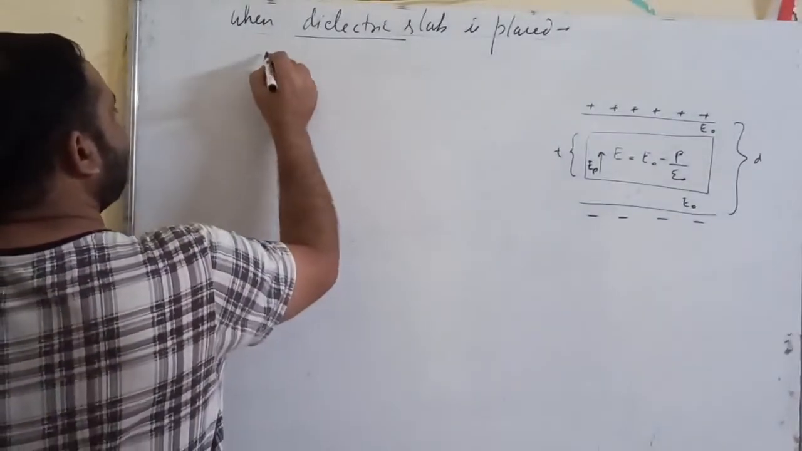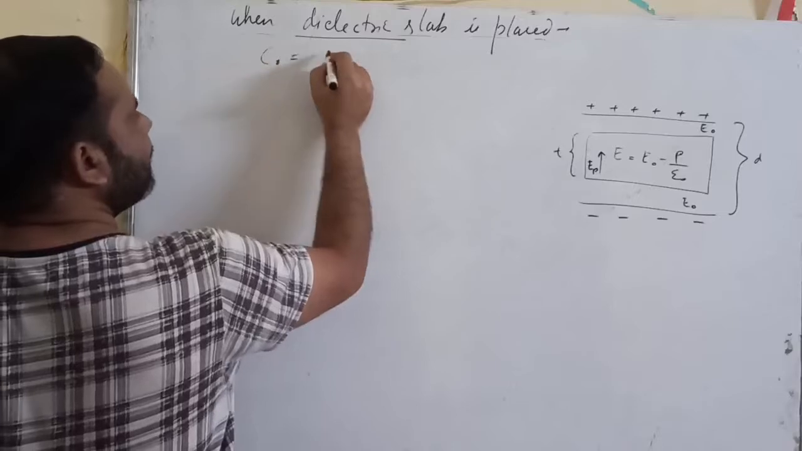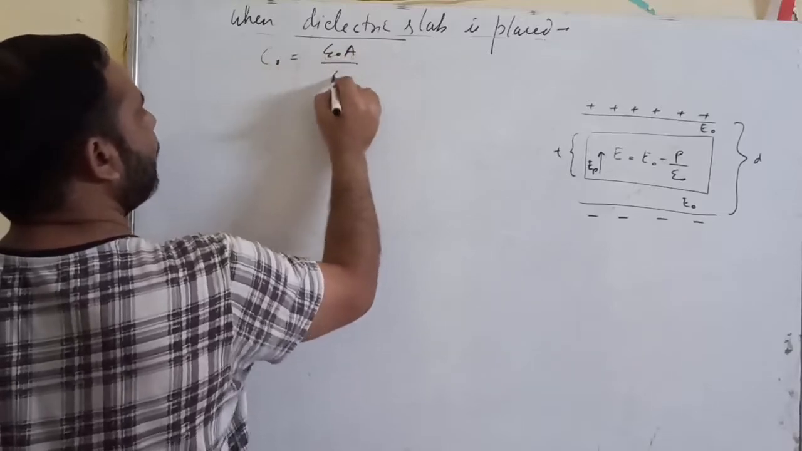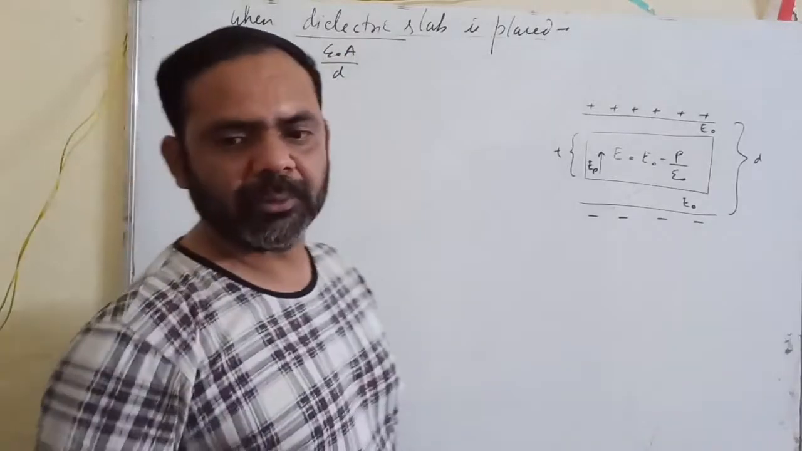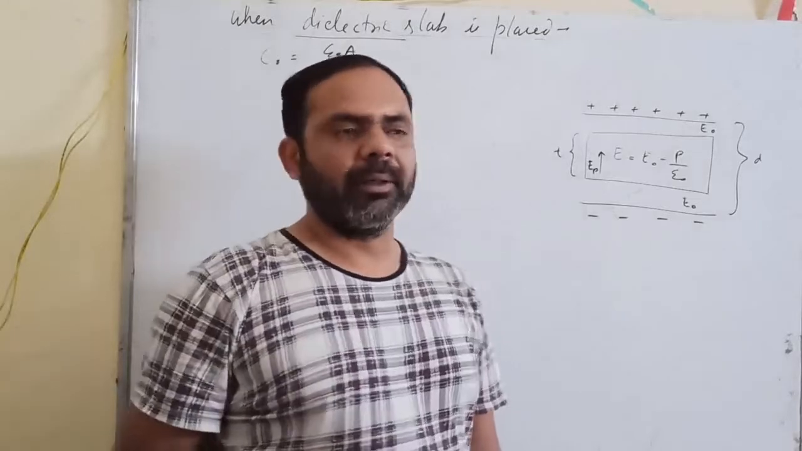Now again, the original capacitance is epsilon naught A upon D. C naught equals epsilon naught A upon D.